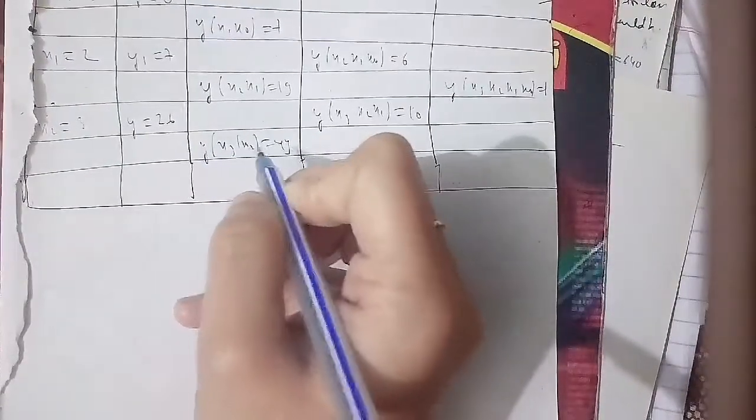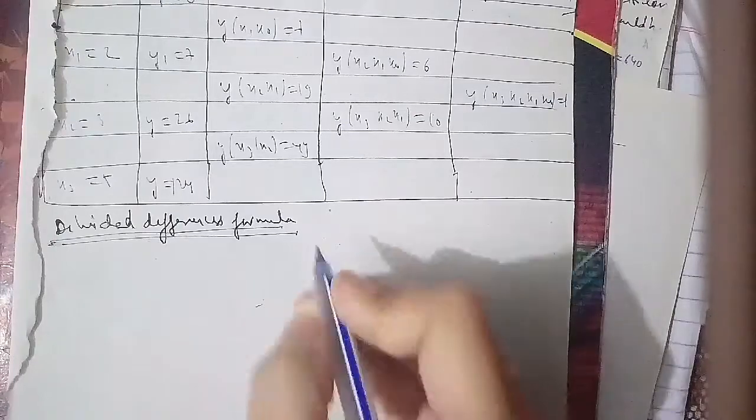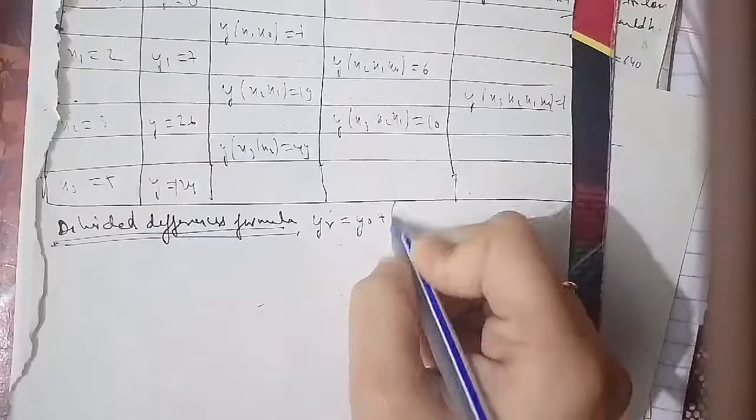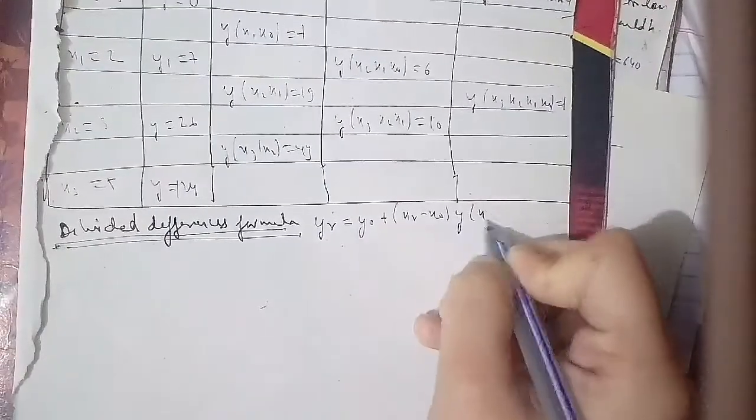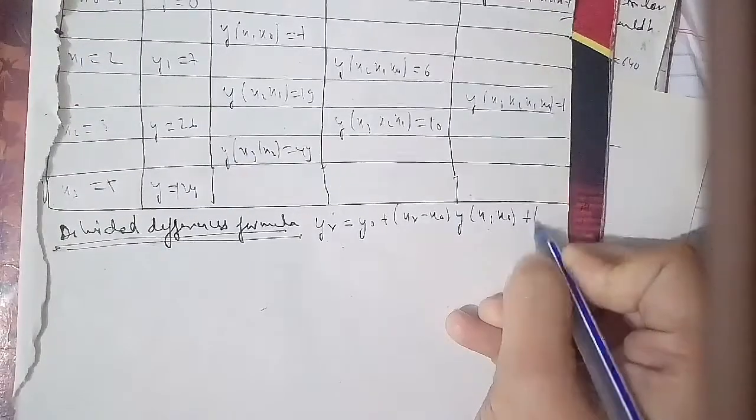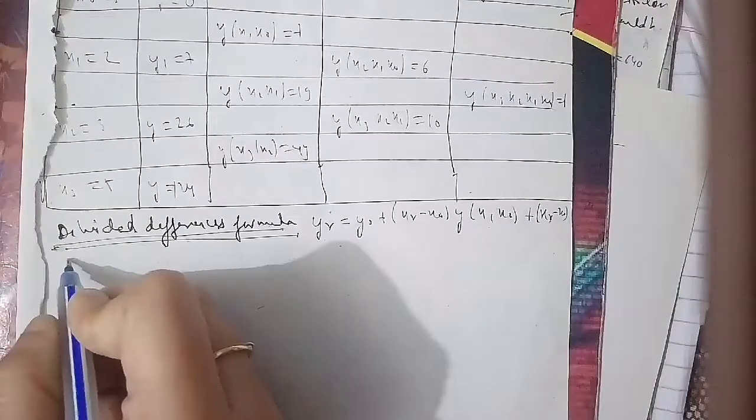So we go ahead. We'll use the divided differences formula and then implement it. So it will be yr equals y0 plus xr minus x0, y[x1, x0] plus xr minus x0, xr minus x1, y[x2, x1, x0] plus xr minus x0, xr minus x1, xr minus x2, y[x3, x2, x1, x0], that we have as our formula.